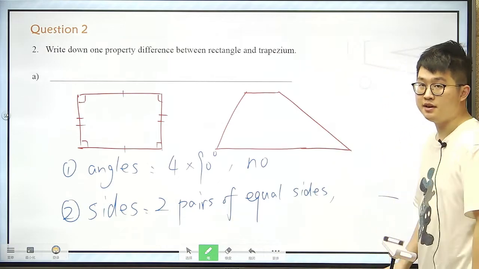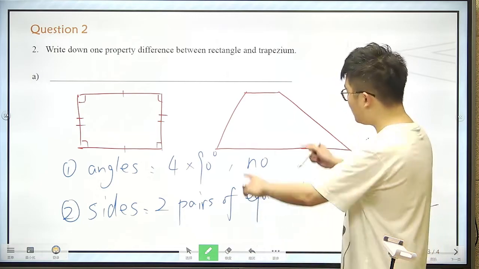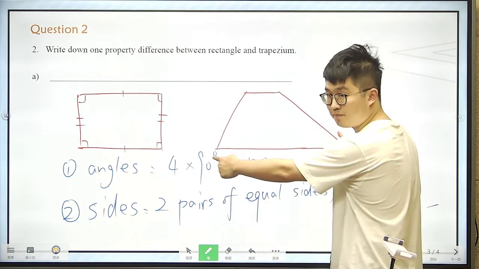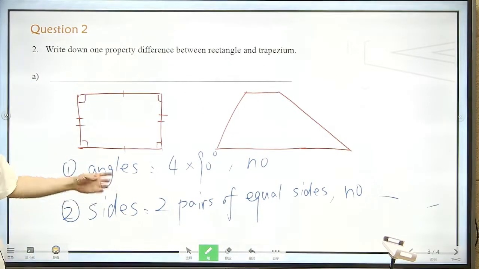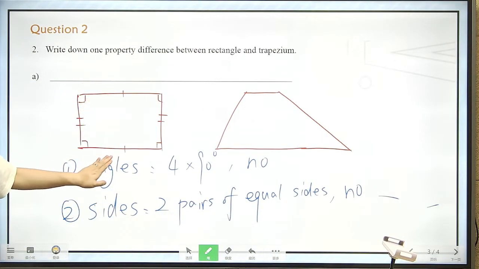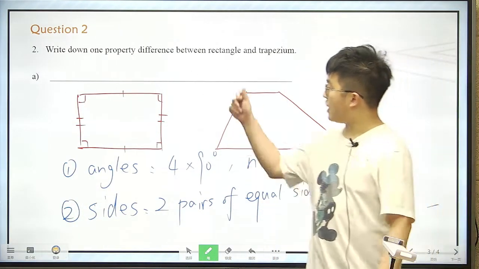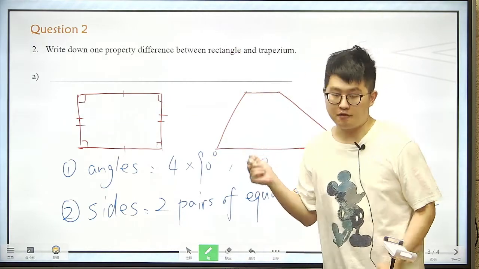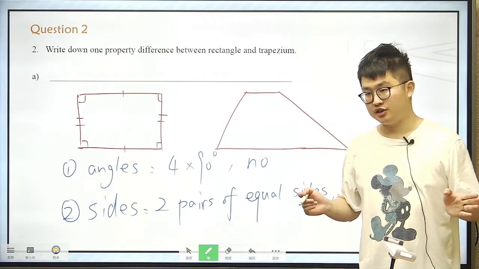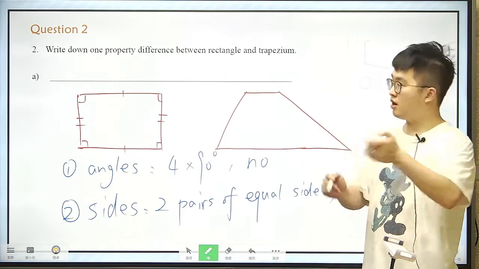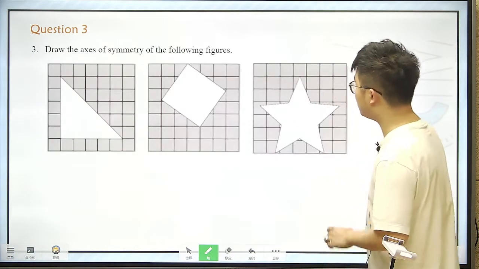But trapezium, still no. Sometimes these 2 lines would be the same, sometimes, not always. But in a rectangle, this is always equal to this one. So these are 2 main differences between a rectangle and a trapezium. But of course, these are not the only 2 differences. There are more differences, so just write down the one you prefer. So let's move on to the last one.